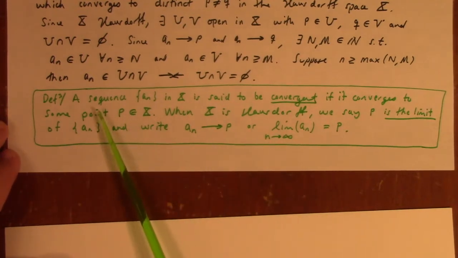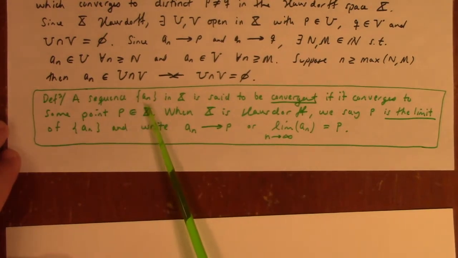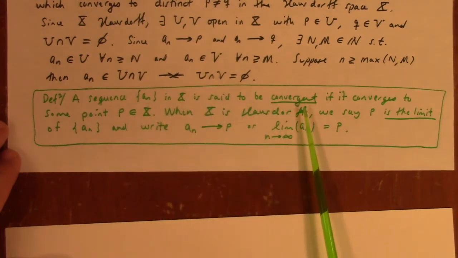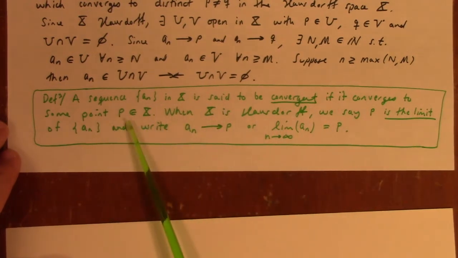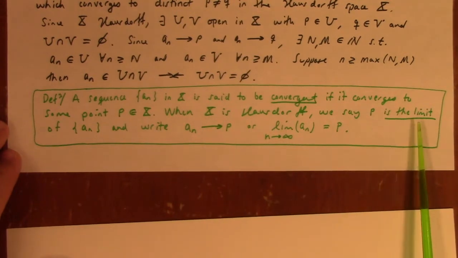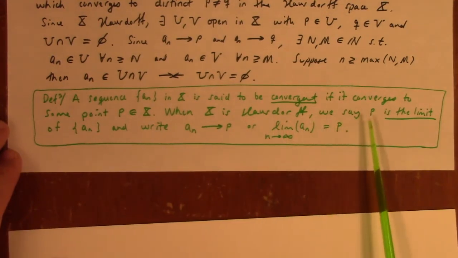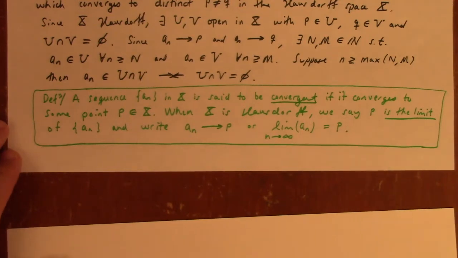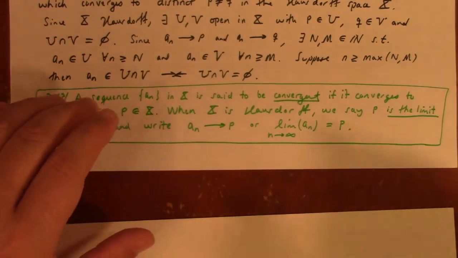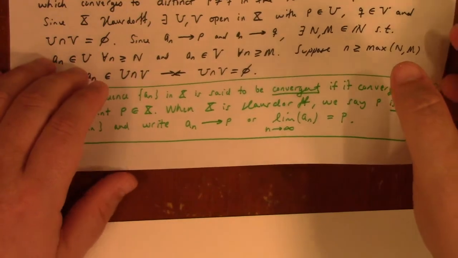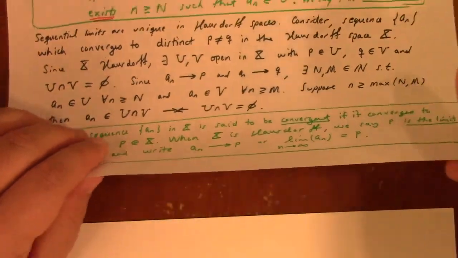A sequence a_n in X is said to be convergent if it converges to some point P in X, and when X is Hausdorff, we can say that P is the limit of a sub n and write a sub n goes to P, or the limit as n goes to infinity of a sub n is equal to P. And I say the limit because that makes sense, because as we just explained, it's unique, right? In the larger context, you should just say it's a limit, because the limit, if it exists, may not be unique. Although I don't have any evidence for that, I'm just telling you it's the case. All right.